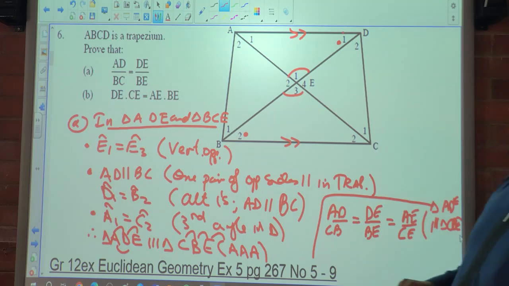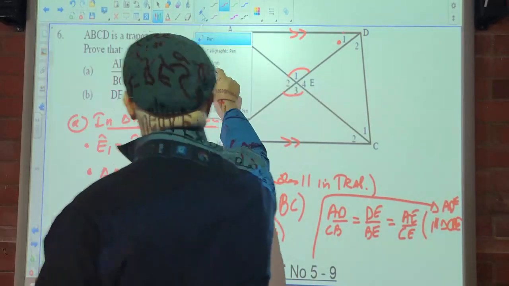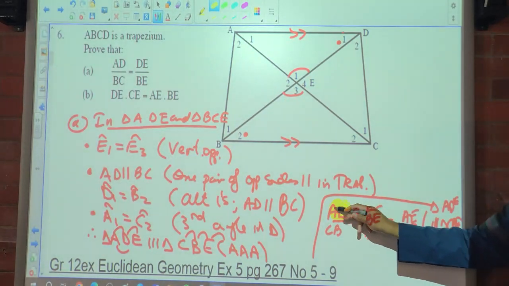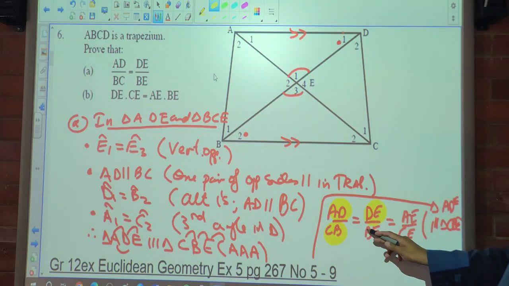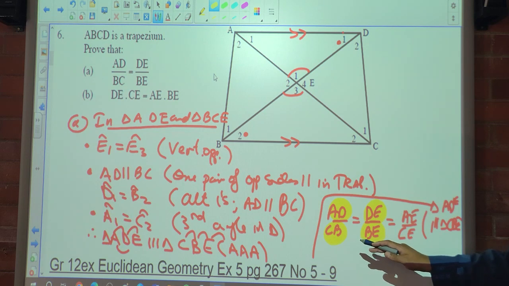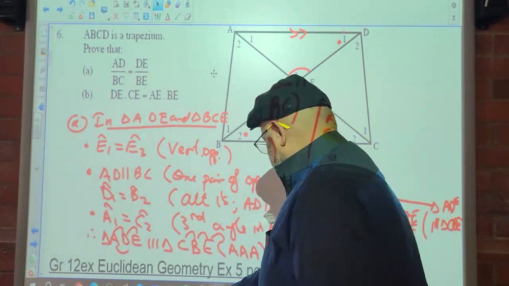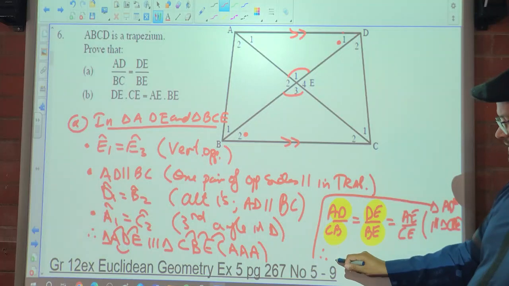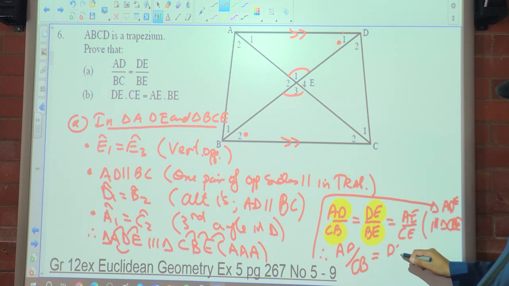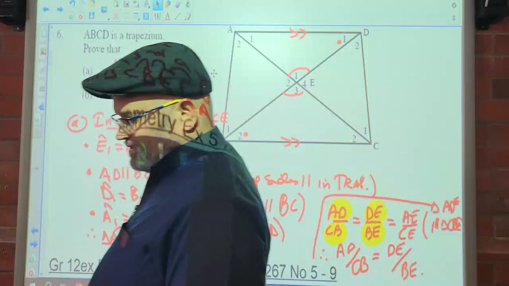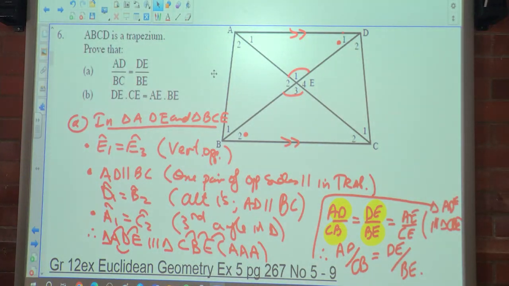That's all. So what do they want? They want AD, BC, DE, and BE. So it's exactly like they have it here, not like we have it. So therefore, AD over CB is equal to DE over BE. This is now proven, what they asked for. You will agree with that?